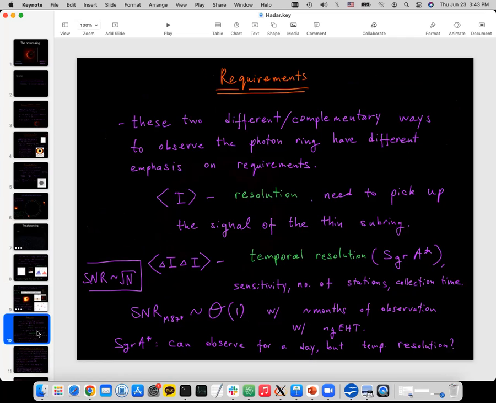The autocorrelation observable that we talked about has totally different requirements. And maybe in some situations, they would be easier to meet, for example, increasing the temporal resolution. That's relevant for Sagittarius A star. The challenge here is basically when you make a movie of the time dependence of the emission, the temporal separation between frames should be smaller than the light crossing time of the black hole.